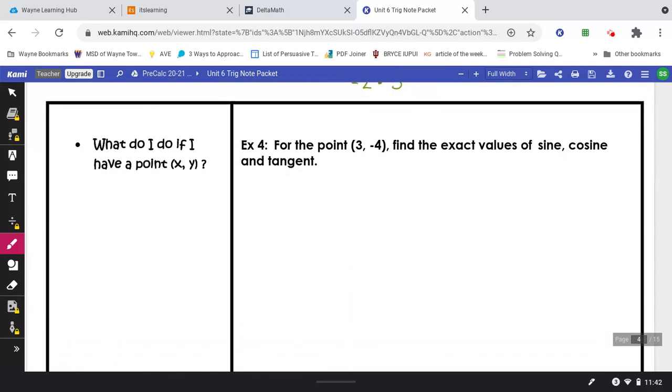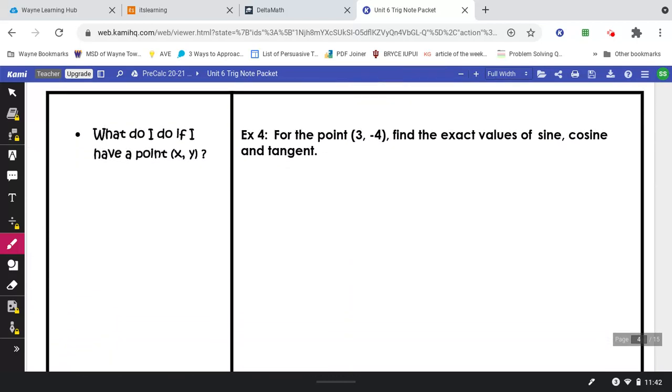All right, on the back side of our packet, example number 4. What do I do if they give me a point, like an XY point? So first I want to talk to you about quadrants. When we have an axis like this, we have 4 quadrants. We have quadrant 1 up here, quadrant 2, quadrant 3, and quadrant 4. And depending on where the point lands, we're going to attempt to draw a triangle in one of those quadrants.